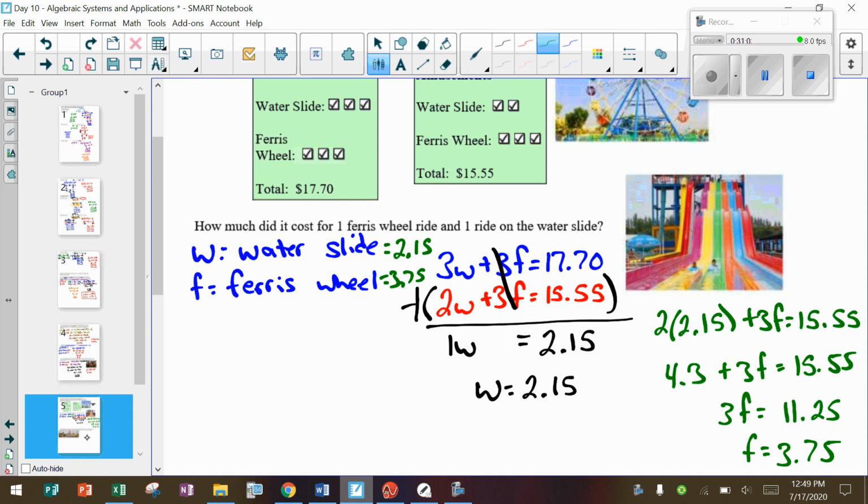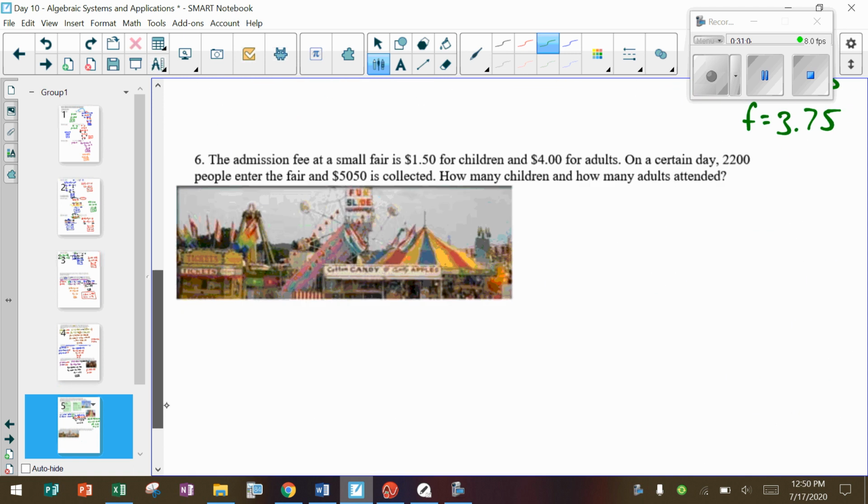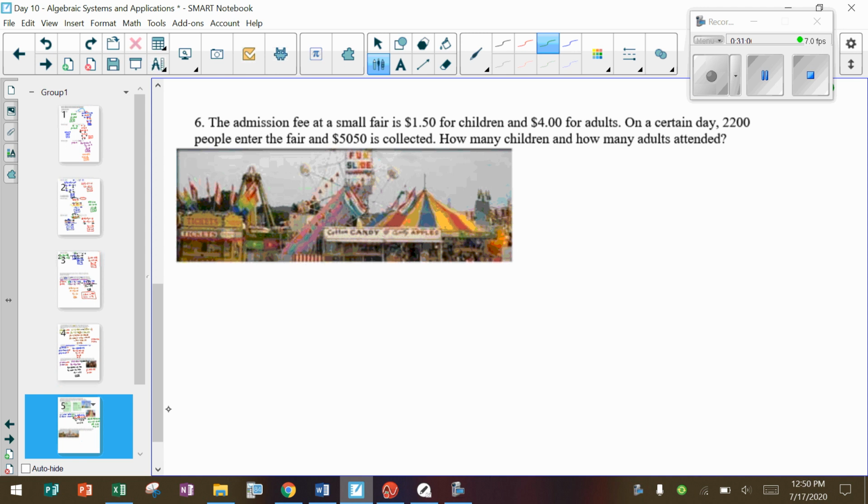And that brings us to our last question of the day. The admission for a small fair is $1.50 for children and $4 for adults. On a certain day, 2,200 people entered the fair, and the fair collected $5,050. How many children, how many adults attended? So I would like you to pause it, try this on your own, and then come back and we'll see how you did.